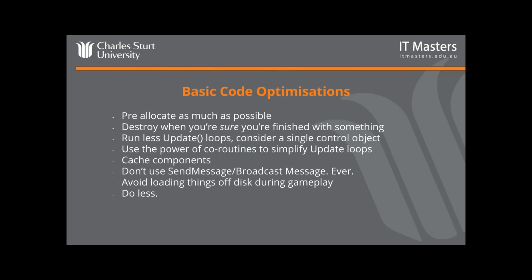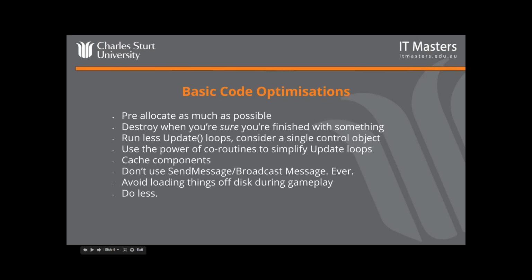Run fewer update loops. Consider using a single control object. Update loops do have a very, very small overhead. And if you have 100 objects on mobile, you might start to see some issues with doing that, especially if they have fairly complicated pieces of code in there. You don't necessarily need to. You could run a single update loop on one parent object that does the same thing in arrays and iterates through them very quickly. And you might see some performance improvements from that.